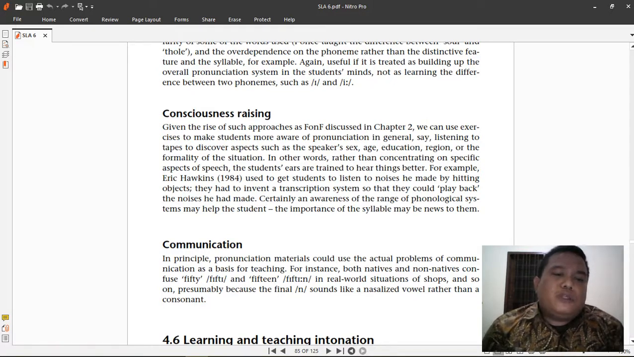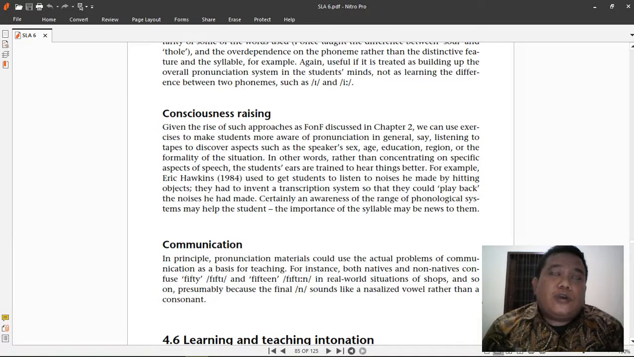And then communication. In principle, pronunciation materials could use the actual problems of communication as a basis for teaching. For instance, both natives and non-natives can use 50, 50, and 15 in real-world situations like shops, presumably because the final end sounds like a nasalized vowel rather than a consonant. So this is about intonation, okay? Communication. This is about intonation.